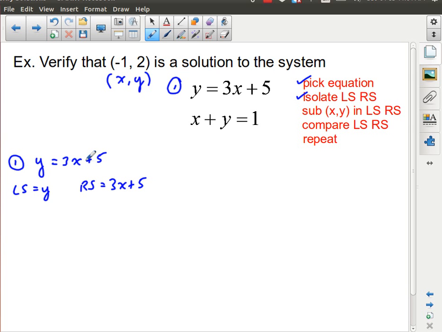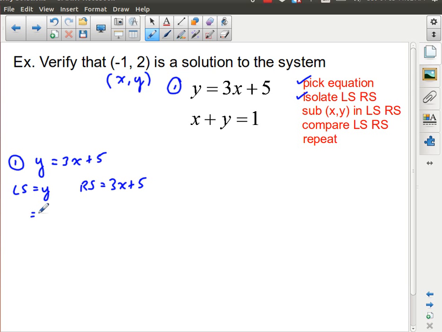But because we are not sure that this solution is correct, that means we're not sure if the point negative 1, 2 makes this equal sign true. So we can't assume that. That's why we break things up into two pieces. We test the two sides independently.